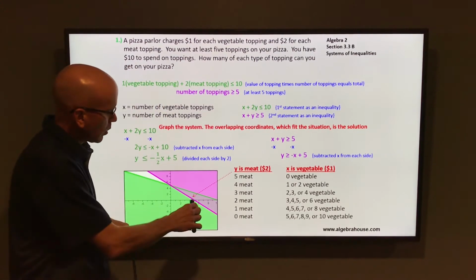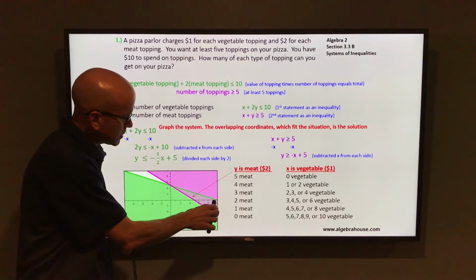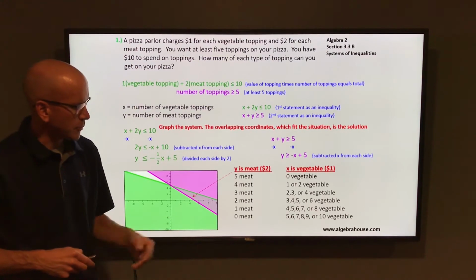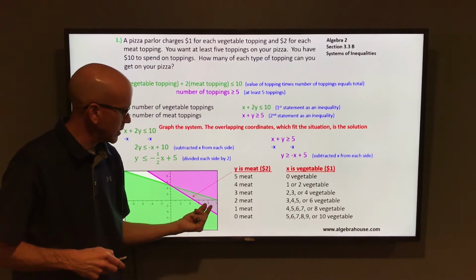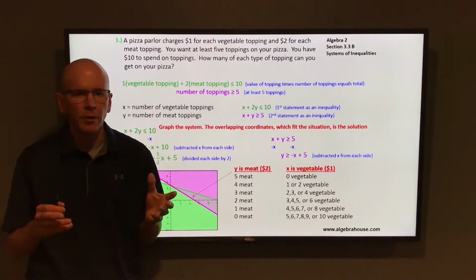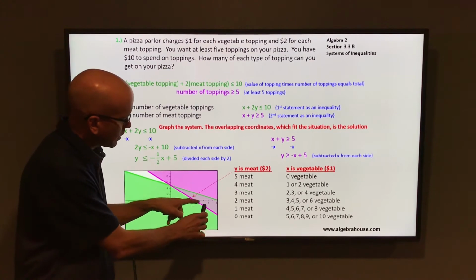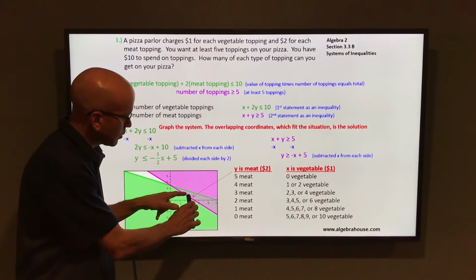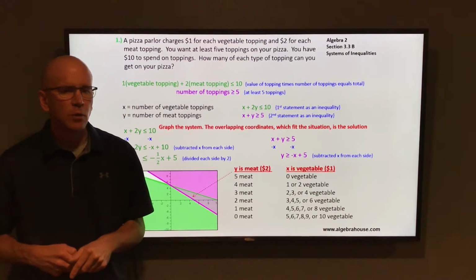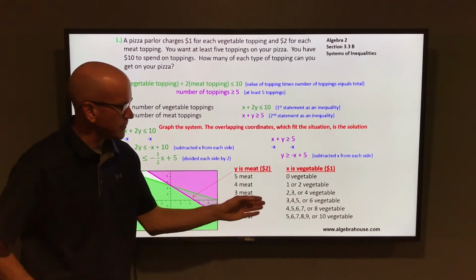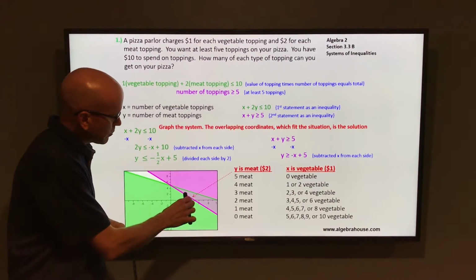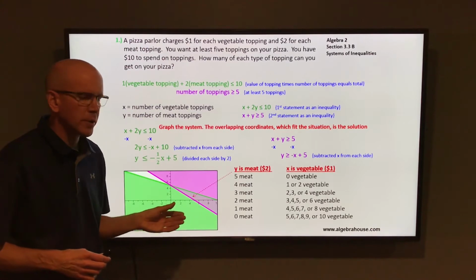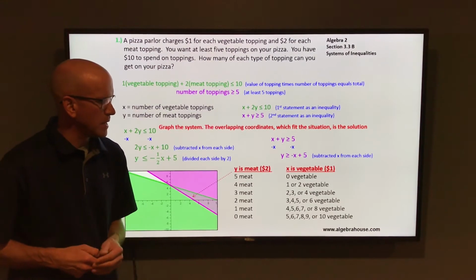And then finally, where y is 0, you could have 5, 6, 7, 8, 9, or 10 vegetable toppings where x is 5, 6, 7, 8, 9, and 10. So again, we're talking about whole number coordinates here. In that overlap, we're not going down here into the negatives, even though the graph shows that it could be negative as far as the overlap goes. We're only talking about whole number positive combinations for the meat and vegetable toppings. So this overlap, where x and y are positive, right in here, and whole number coordinates, those are all the combinations that we could have for meat and vegetable toppings.